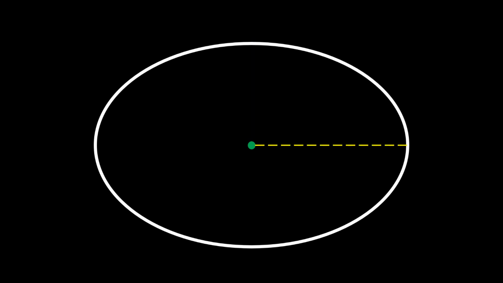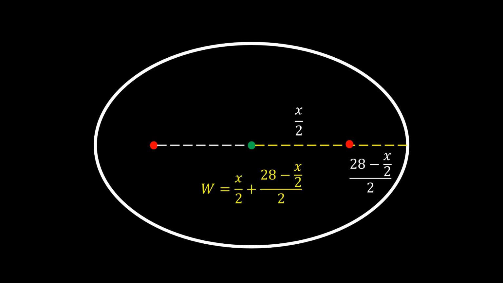Next, we need to find the length of the semi-major axis. This one is a bit harder to visualize because the lines lie atop one another, but we can determine that the width from the center to one focus is x/2, and the remaining width would be (28 minus x/2) all over 2. This gives our semi-major axis a total width of x/2 plus (28 minus x/2) over 2, which can be simplified as 14 plus x/4.